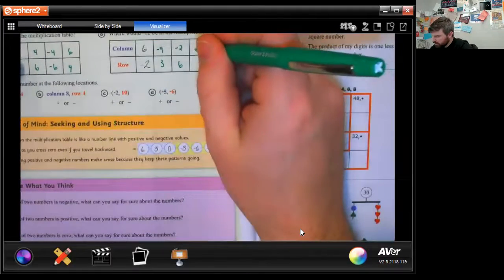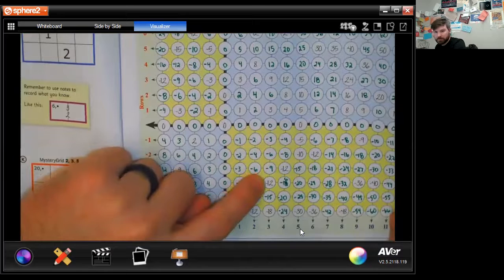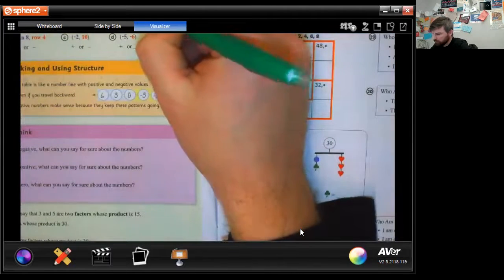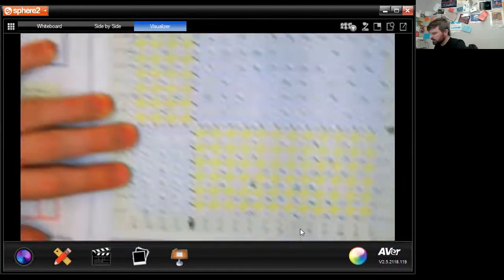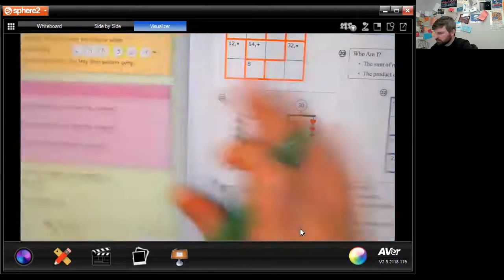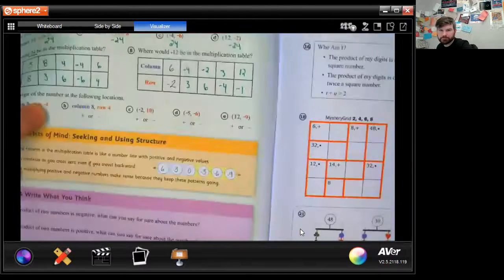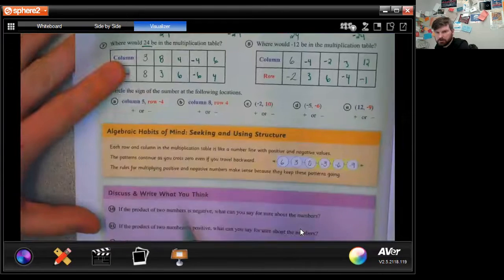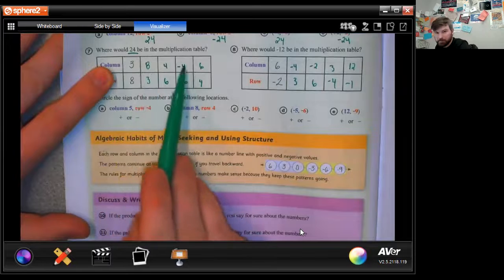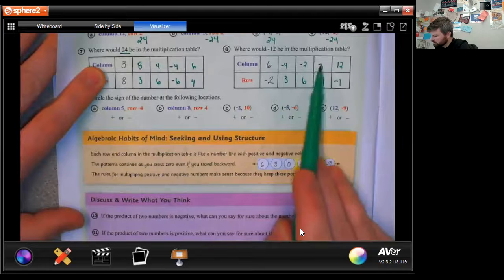So what about 3, -4? So 3, -4, you get a -12 there. So 3, -4. And then I could have 12, -1. So column 12, row -1. Okay. So here, this was a positive number. Both of them had to be positive, or both of them had to be negative. Over here with the negative, they had to be different signs, one positive, one negative.